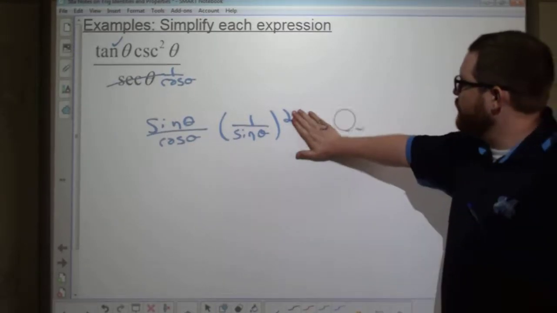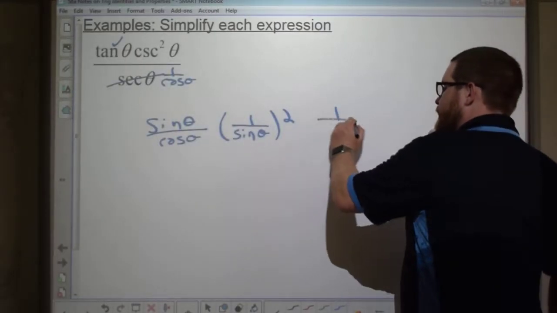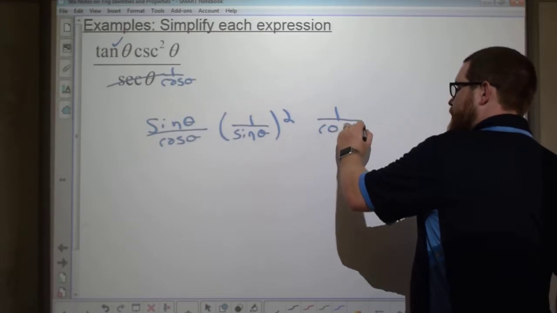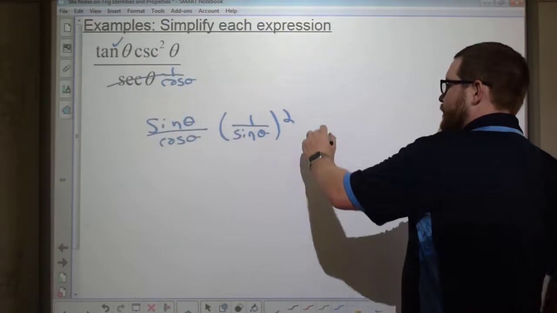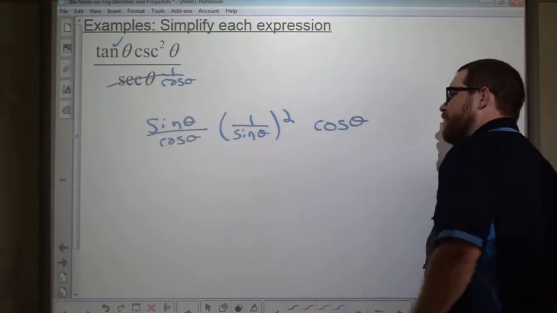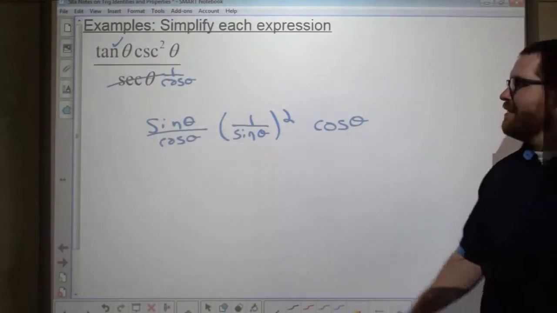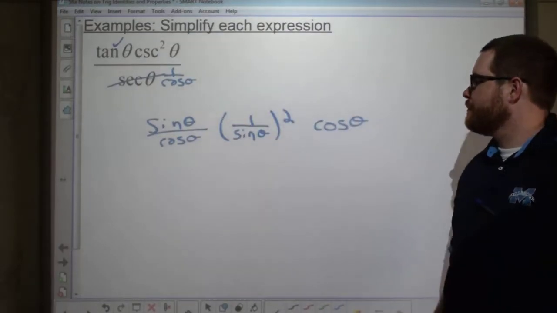No, I don't like that. I'm going to leave it as 1 over cosine theta. Because my point here, dividing by 1 over cosine theta is the same as multiplying by cosine theta. I said it wrong. I apologize. That's right, because I just flipped that and put it back on top.